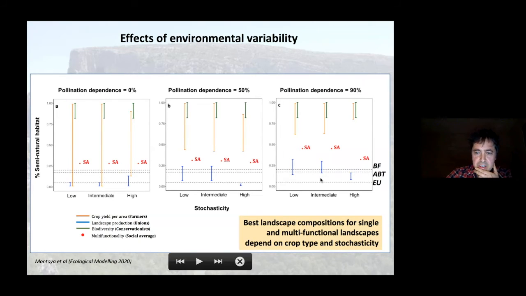And just as an example, we were interested in looking at whether there are policies around the world targeting specific fractions of semi-natural habitat within agricultural landscapes. We found the European Union Green Policy, the Aichi biodiversity targets, and the Brazilian Forest Code, which is very convenient for this event. And in most of the cases, we observe that it's only landscape crop production that can be achieved with these policies. Social average scenarios are far above these dashed lines, and the other services, biodiversity and yield per area, are really far above these existing management policies.